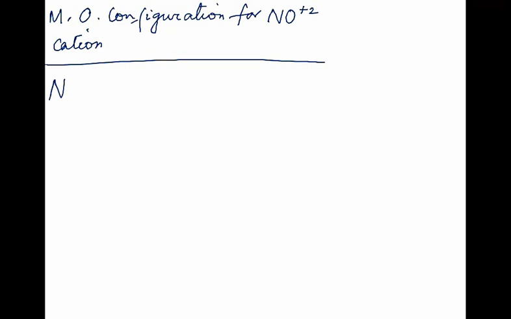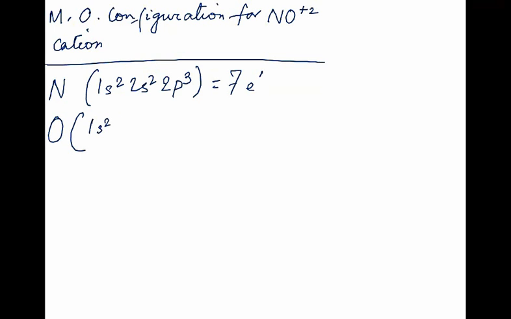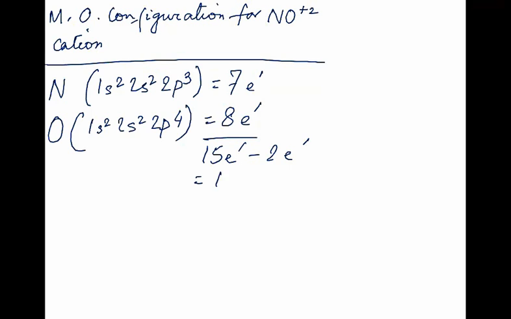So nitrogen, which has a configuration 1s2, 2s2, 2p3, has a total of 7 electrons. And oxygen, which has a configuration 1s2, 2s2, 2p4, has a total of 8 electrons. In both cases, I am just keeping myself concentrated on the total number of electrons and not only on the valence electrons. So in total, we can say there are 15 electrons minus 2 electrons because of its plus charge. Therefore, we have to settle a total of 13 electrons in NO plus 2 cation.